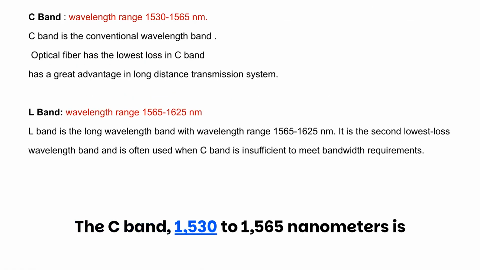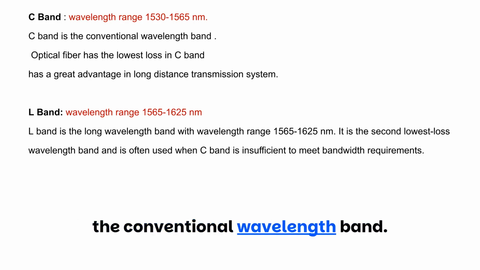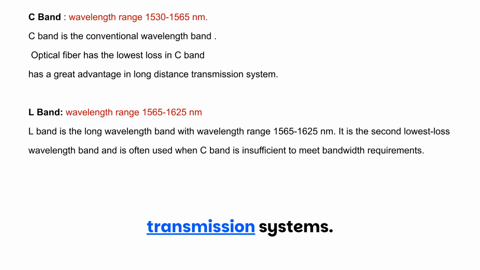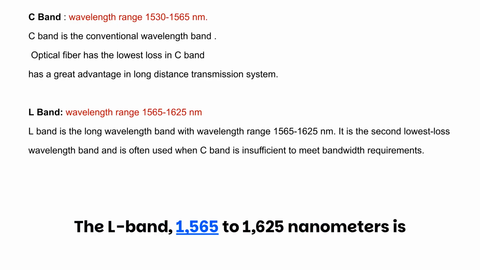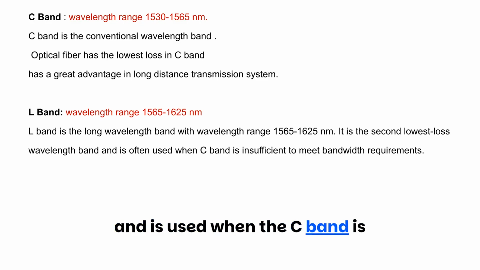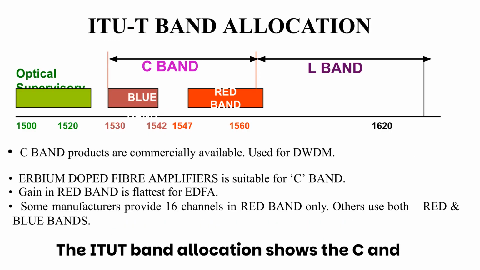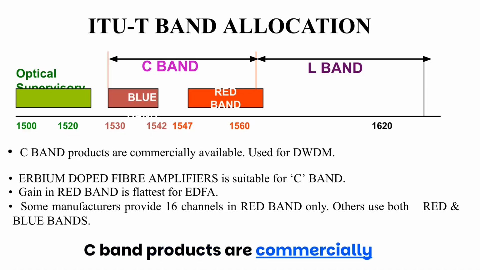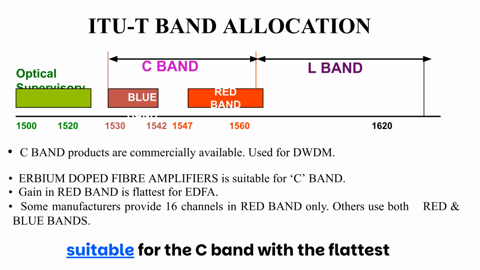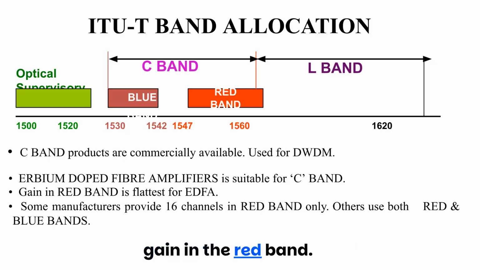The C band, 1530 to 1565 nanometers, is the conventional wavelength band. Optical fiber has the lowest loss in this band, making it ideal for long-distance transmission systems. The L band, 1565 to 1625 nanometers, is the second lowest loss wavelength band and is used when the C band is insufficient to meet bandwidth requirements. The ITU-T band allocation shows the C and L bands. C-band products are commercially available for DWDM. Erbium-doped fiber amplifiers, or EDFA, are suitable for the C-band, with the flattest gain in the red band.